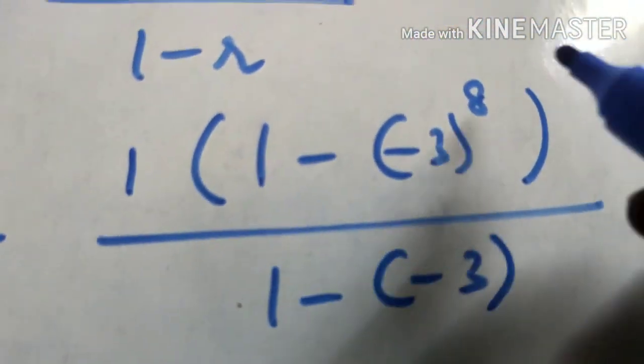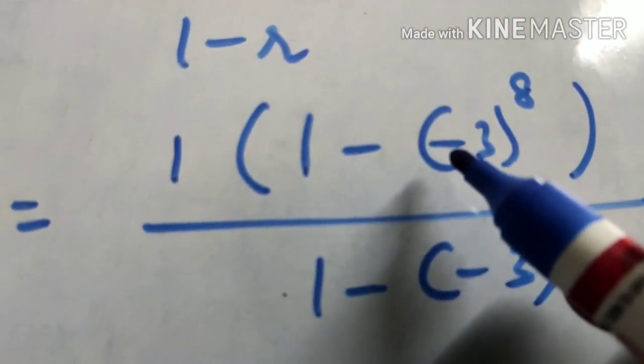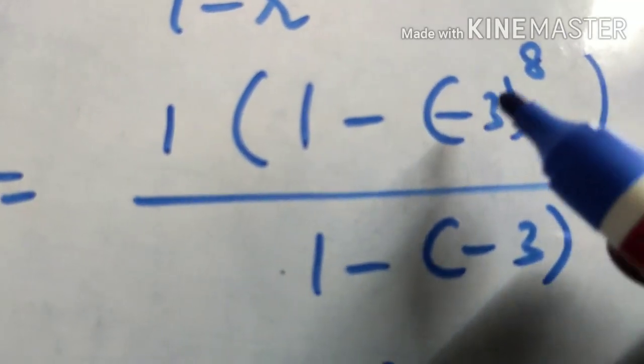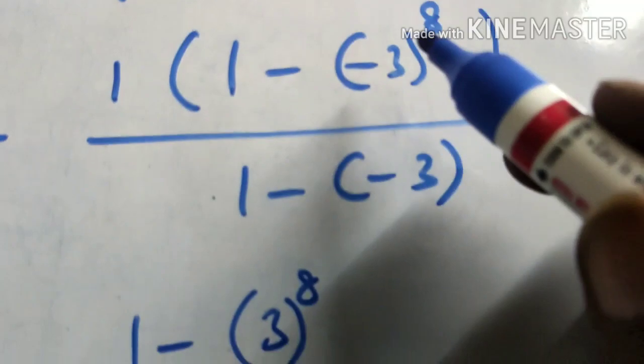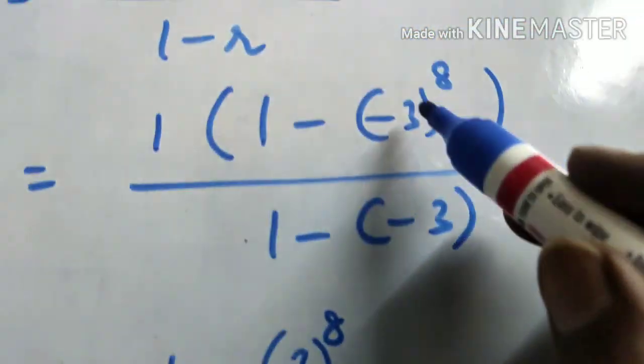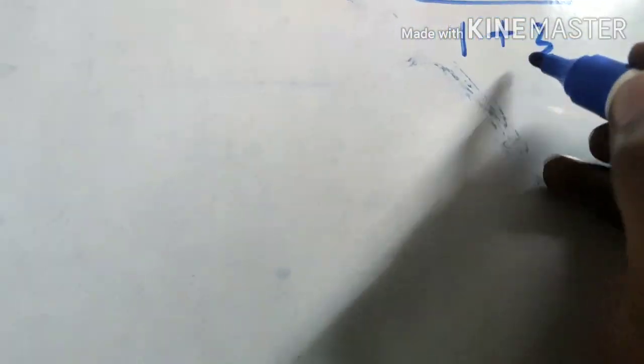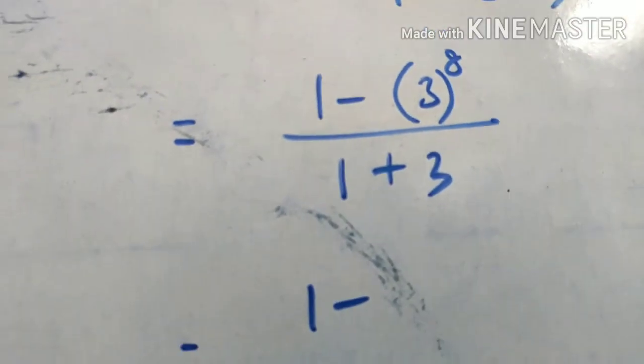Okay, you understand? The number inside is negative and the power is even number. So if you multiply 8 times, you will get a positive value only. Okay, so instead of minus 3, I put plus 3. So 1 minus into minus plus 3 equal to 1 minus, if you want to find 3 power 8, you can find.